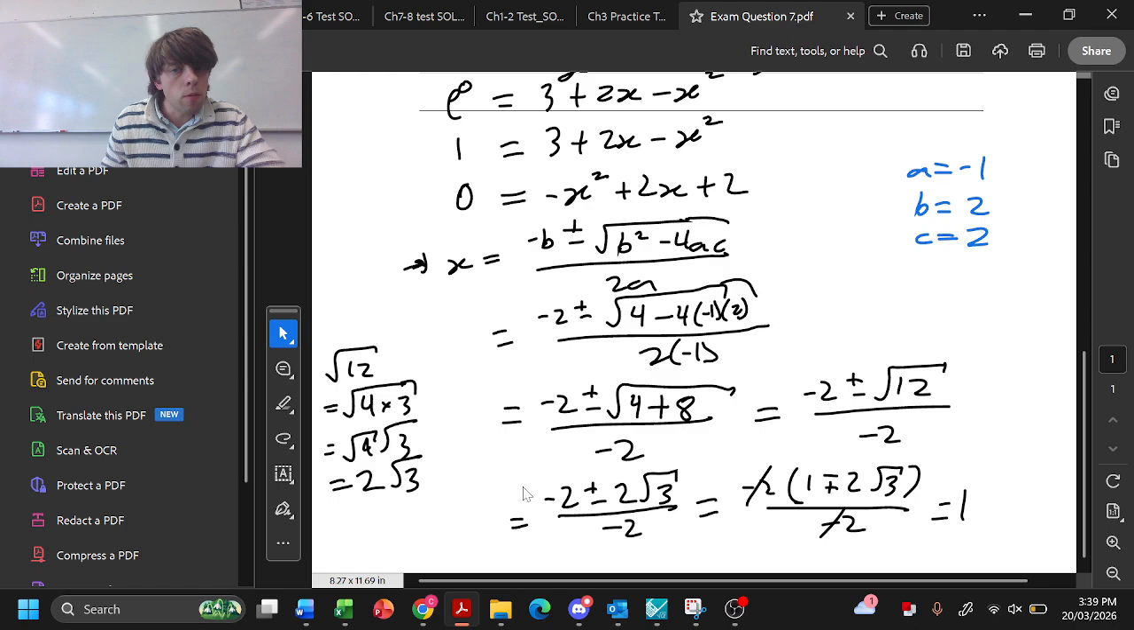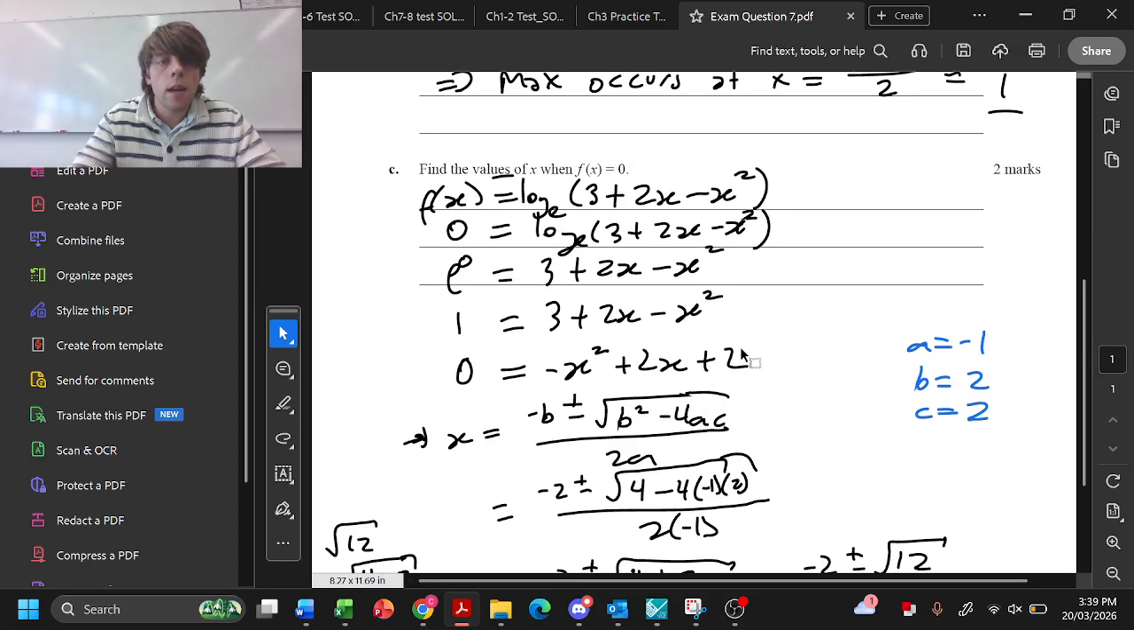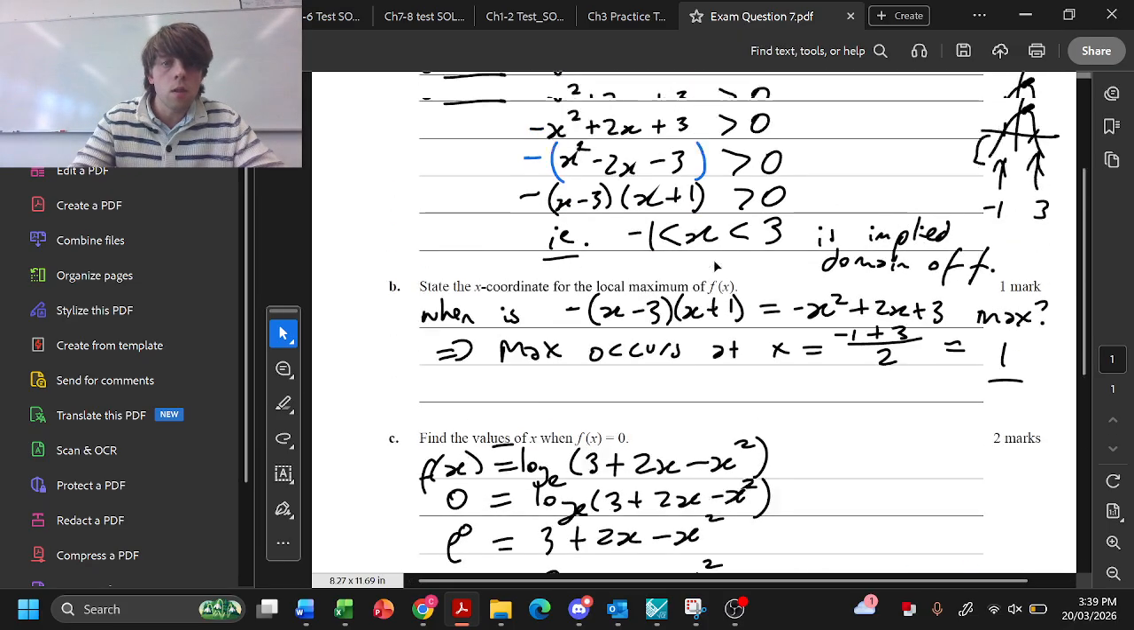I guess it doesn't really matter if we write plus or minus or minus or plus, but let's just write out the answers: 1 minus root 3, and 1 plus root 3. And those are our solutions for the values of x for which the function is equal to 0.